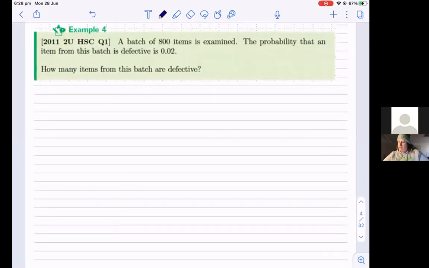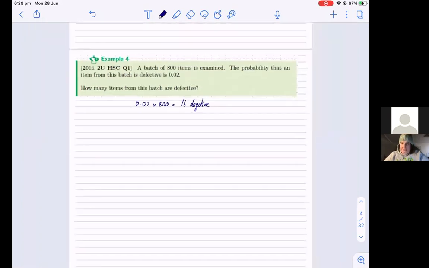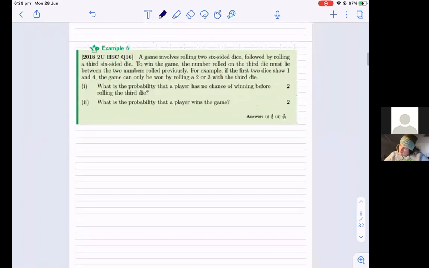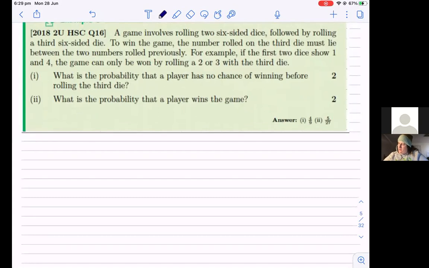Okay, batch of 800 items is examined. The probability that an item is defective is 0.02. Well, it's just 0.02 times 800. 16 defective. Not rocket science.